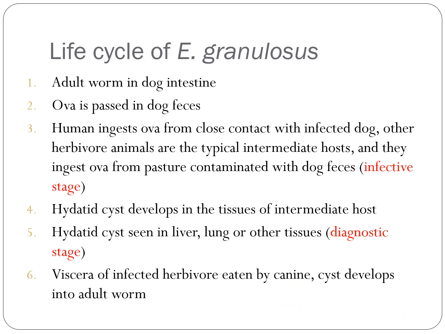The life cycle of Echinococcus granulosus is pretty self-explanatory. The adult worm lives in the dog intestine. The ova is passed in dog feces. Humans ingest ova from close contact with a dog, or other herbivore animals that are typical intermediate hosts ingest ova from pasture contaminated with dog feces. A hydatid cyst develops in the tissues of the intermediate host, and you can see these hydatid cysts in the liver, lung, or other tissues, and that would be the diagnostic stage. When the viscera of the infected herbivore are eaten by a canine, the cyst develops into an adult worm.